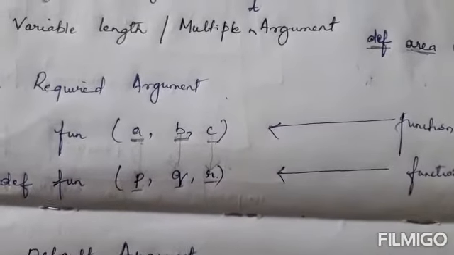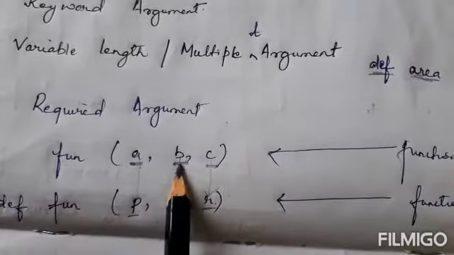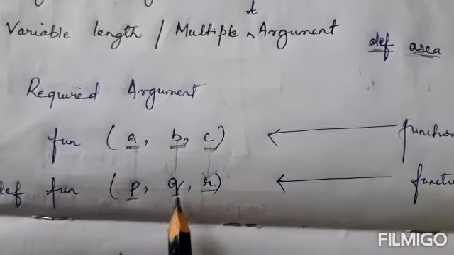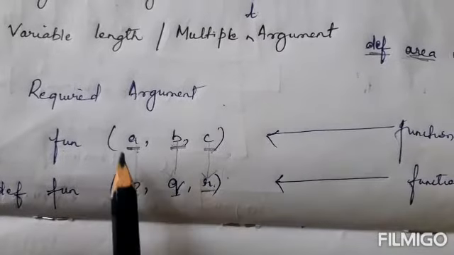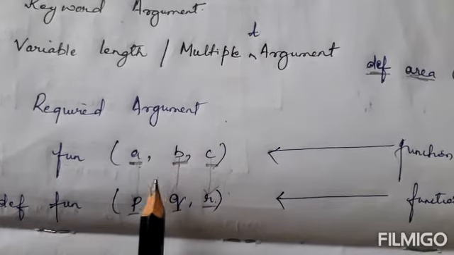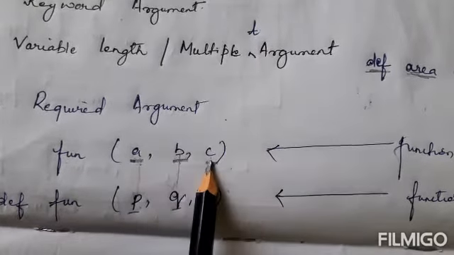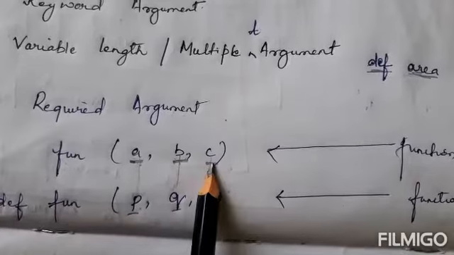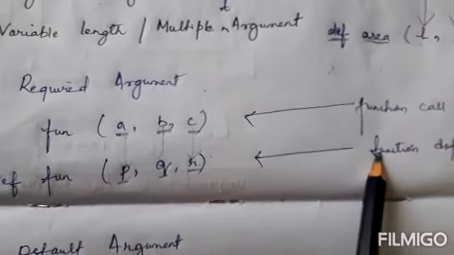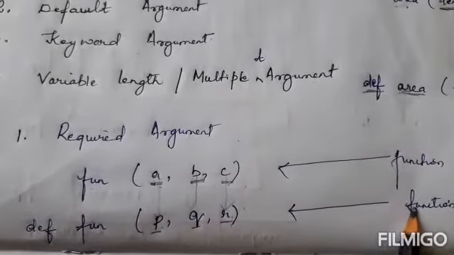So you need to remember, the total number of arguments passed has to be the same. Second point, the order of the arguments passed also has to be the same. Those are the only things that you have to keep in mind. The order has to be the same, and the total number of arguments passed from the function call to the function definition has to be exactly the same.